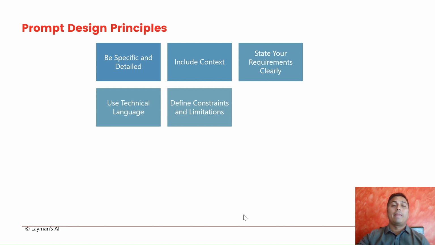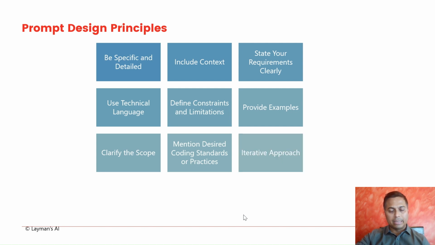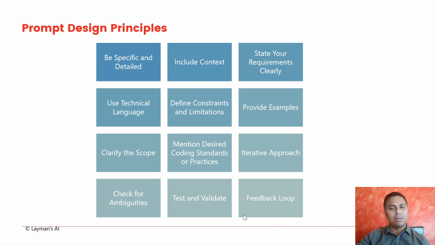Define constraints and limitations. Again, this is about what constraints you have, what it's supposed to do, and what it's not supposed to do. All of that you can capture. Examples: you have to give in-context examples that are easy to understand. Clarify the scope, coding standards, and use an iterative approach. I will go through this very quickly because these are kind of self-explanatory.